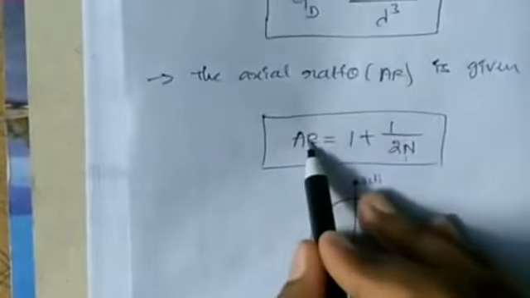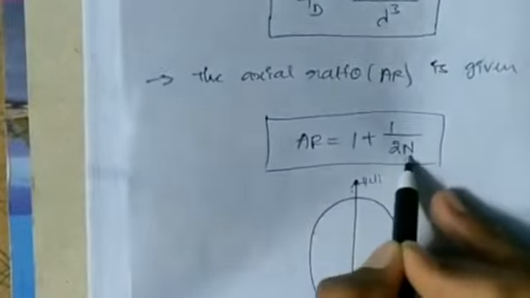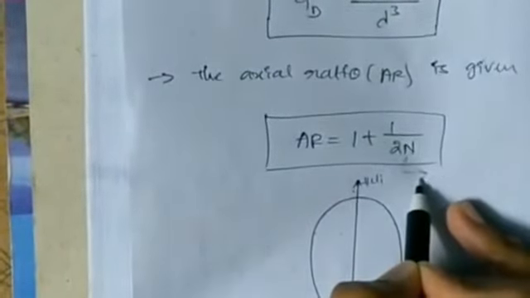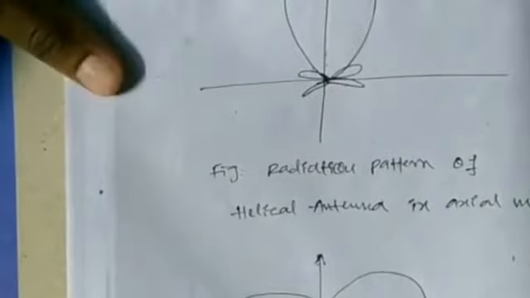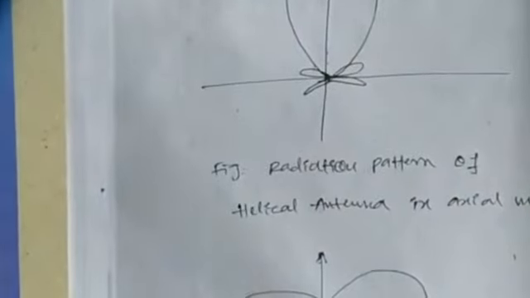And what is the axial ratio in the axial mode? That is nothing but AR equals 1 plus 1 by 2N. N is nothing but the number of turns in the helical antenna. This one is the radiation pattern of the axial mode or end fire mode. This will be the radiation pattern of the normal mode or perpendicular mode. Okay. Next topic we will see in the next class.